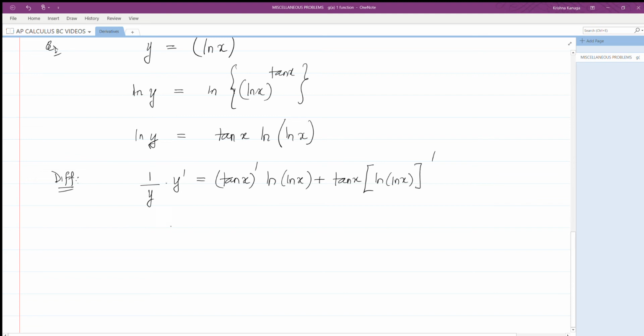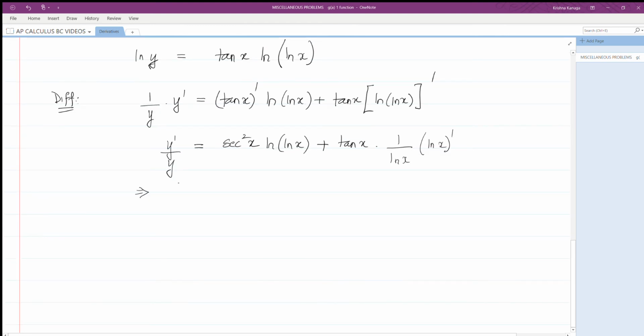Okay, so my left hand side becomes y prime over y, and all that is equal to, now the derivative of tan x is secant square x, multiplied by ln of ln x, plus tan x. Now we have to differentiate this ln of ln x term. So clearly you notice that this is a chain rule situation. The first thing we do is differentiate the outermost function, and we get 1 over ln x. And now I have to multiply this by the derivative of ln x.